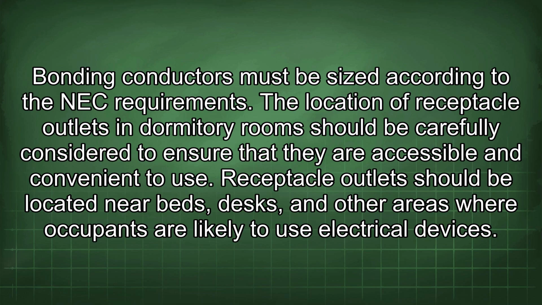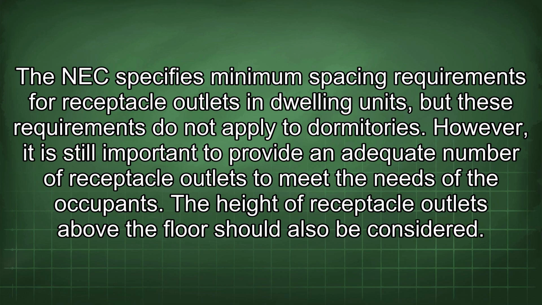The location of receptacle outlets in dormitory rooms should be carefully considered to ensure that they are accessible and convenient to use. Receptacle outlets should be located near beds, desks, and other areas where occupants are likely to use electrical devices. The NEC specifies minimum spacing requirements for receptacle outlets in dwelling units, but these requirements do not apply to dormitories. However, it is still important to provide an adequate number of receptacle outlets to meet the needs of the occupants. The height of receptacle outlets above the floor should also be considered.